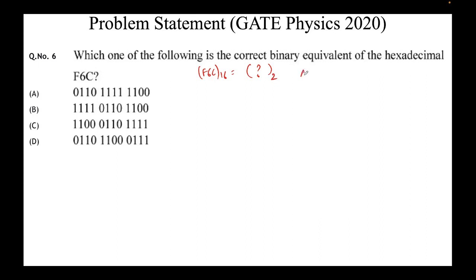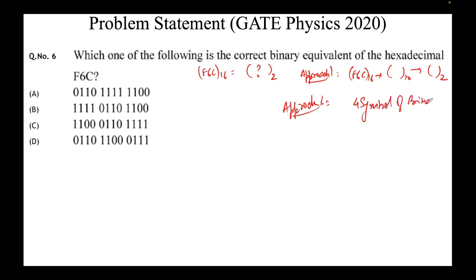So there are 2 approaches to doing it. Approach 1 is to convert hexadecimal to decimal and then convert decimal to binary. This is a long approach. Approach 2: since we know 4 symbols of binary are equivalent to one symbol of hexadecimal.